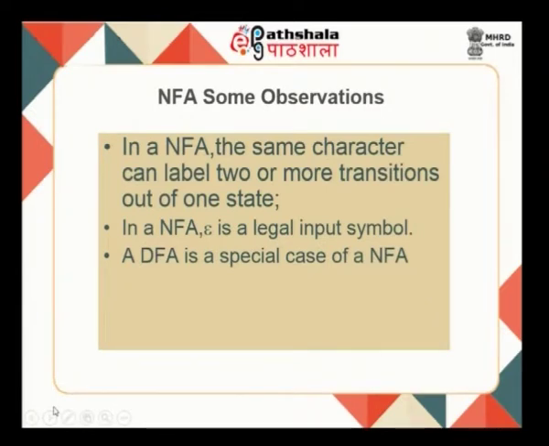So, what is the observation here? In an NFA, the same character can label two or more transitions out of one state. In an NFA, epsilon is a legal input symbol. A DFA is a special case of an NFA, because a DFA is what? It is also an automaton where from every state you have exactly one transition, as against multiple transitions possible. So, a DFA can be thought of as a special case of an NFA.